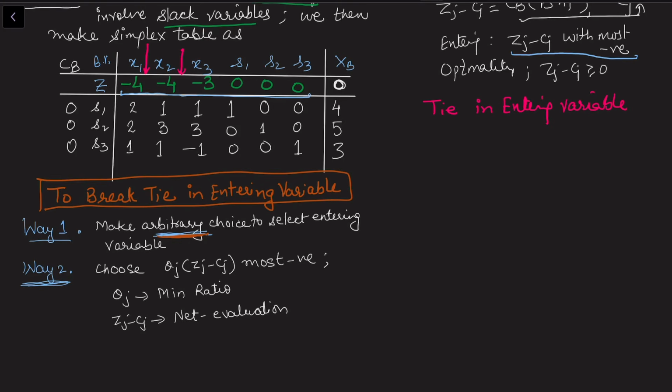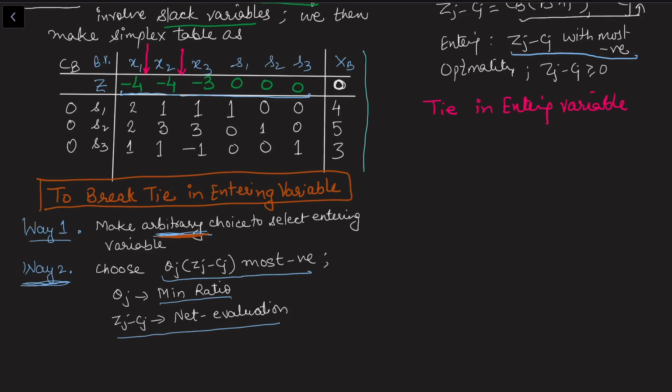In this case I am going to choose the variable which corresponds to the most negative theta j times zj minus cj. And to explain this, let's see what theta j is. Theta j was a minimum ratio quantity and zj minus cj was a net evaluation. Now let's look at this option again.